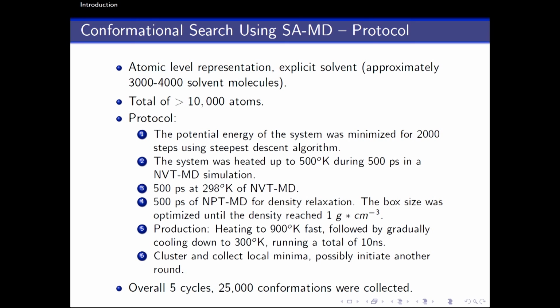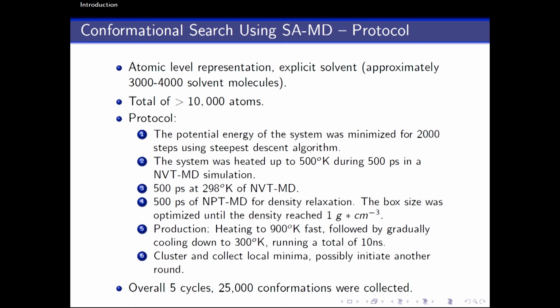So first of all, we took the system and heated it to 900 K fast. And then gradually, very slowly cooled it down to room temperature. And each one of these cycles was run for 10 nanoseconds. And then we collected the conformations in each one of these cycles, low energy conformations.